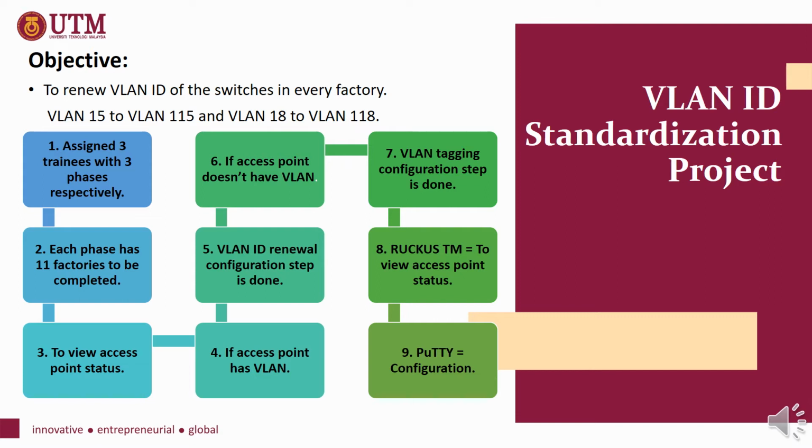The first step of the project is to view the access point status. This status is viewed to check if the access point has a VLAN. If the access point has a VLAN, the VLAN ID renewal configuration will be done. If the access point doesn't have a VLAN, the VLAN tagging configuration is done. In this project, the Ruckus website was used to view the access point status, whereas the configurations were done in the Qt software using the IP address of the switches in each factory.